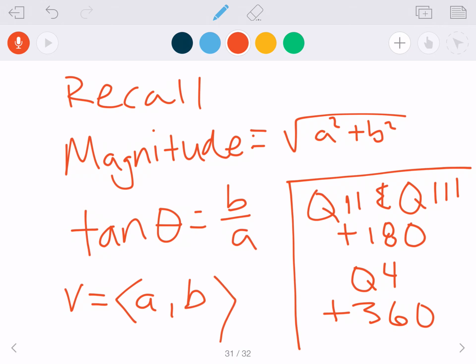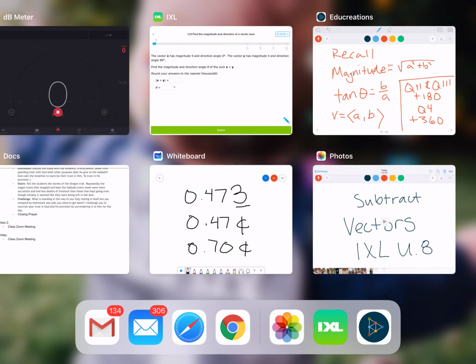So in the problems that we're going to look at, we're going to be initially given the magnitude and the direction angle of a vector. We're going to need to first convert that into component form so we can easily add or subtract them. And then from there, we can once again solve for the magnitude and direction angle of our new vector. So let's go ahead and look at a few examples of that.